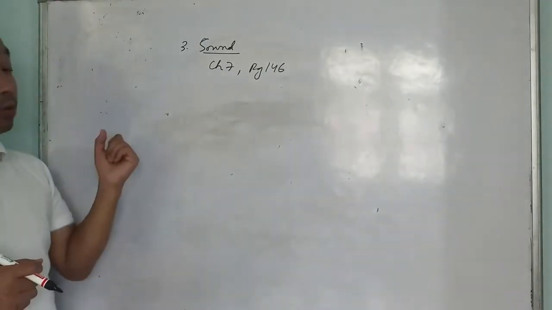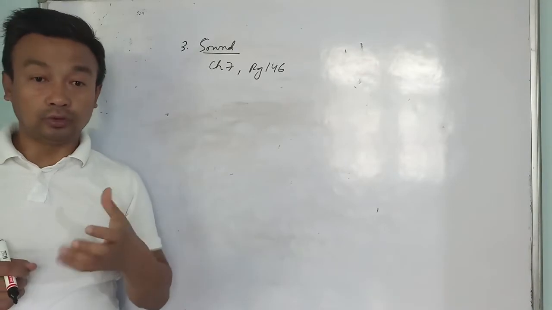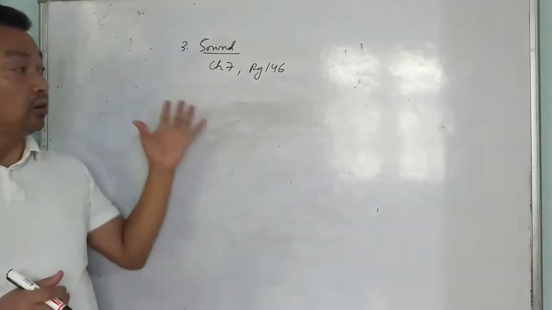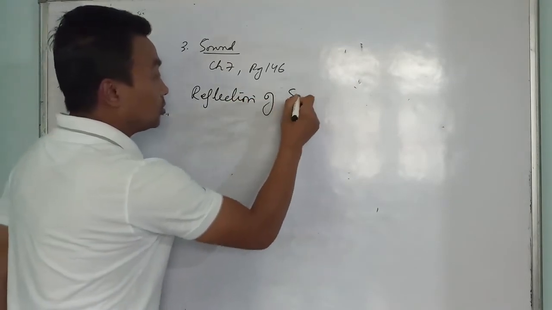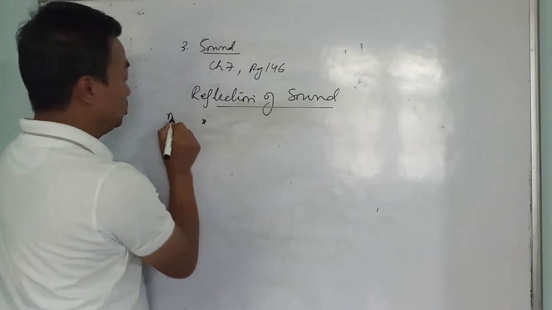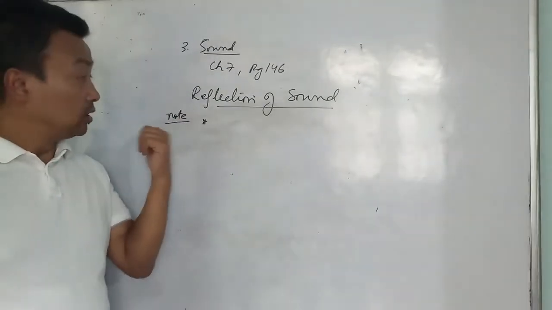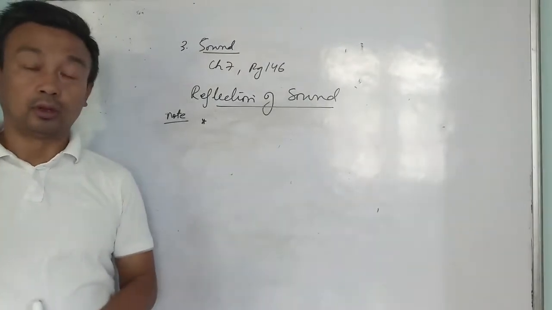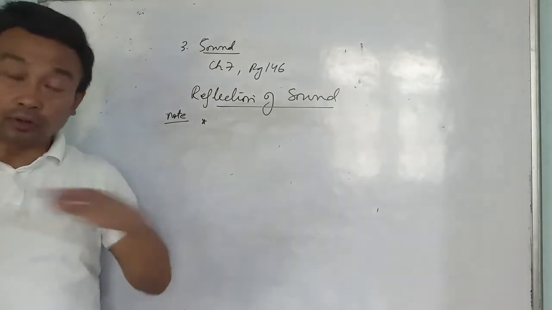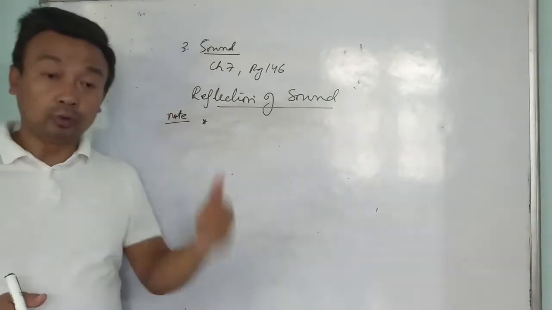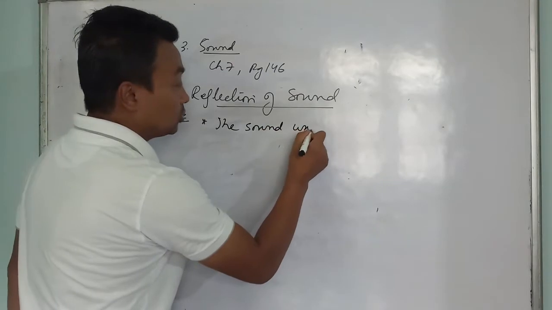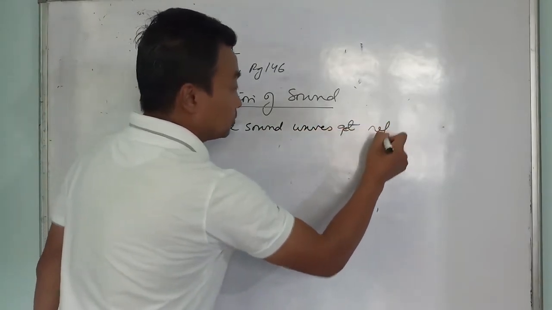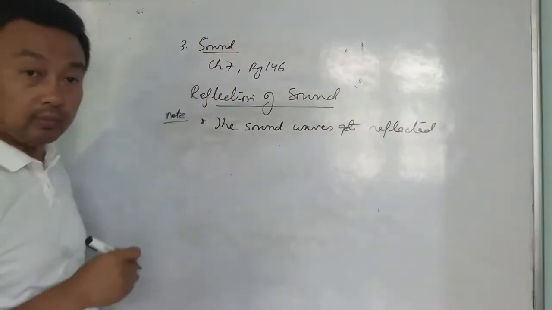Let me repeat what the reflection of sound is. The return of a sound wave on striking any obstacle or surface, back into the same medium, is called the reflection of sound. Now there are two points to keep in mind. The first one is that sound gets reflected from any surface, whether the surface is smooth and shiny like a mirror, or rough and uneven. So the sound waves get reflected from any surface.